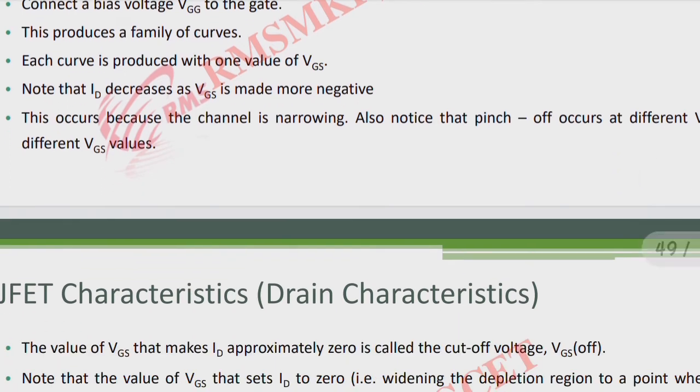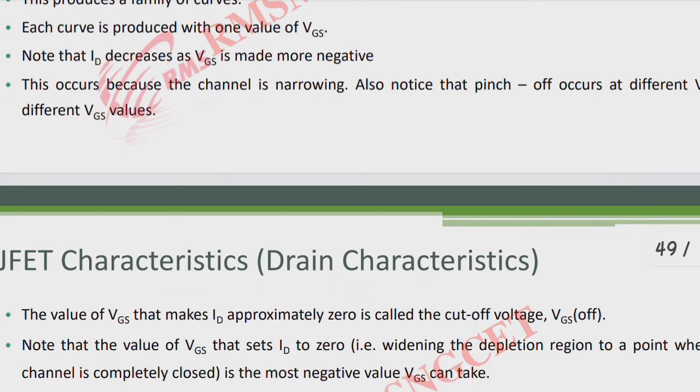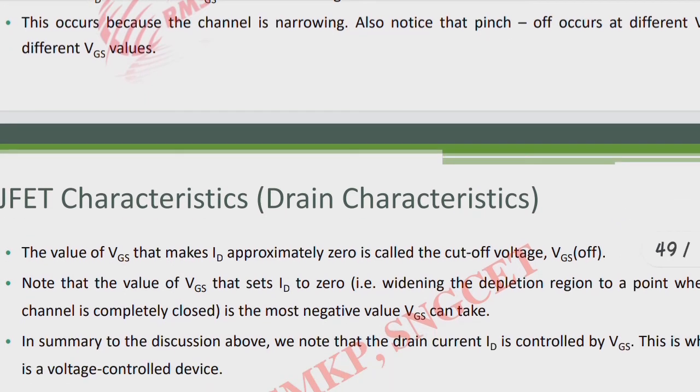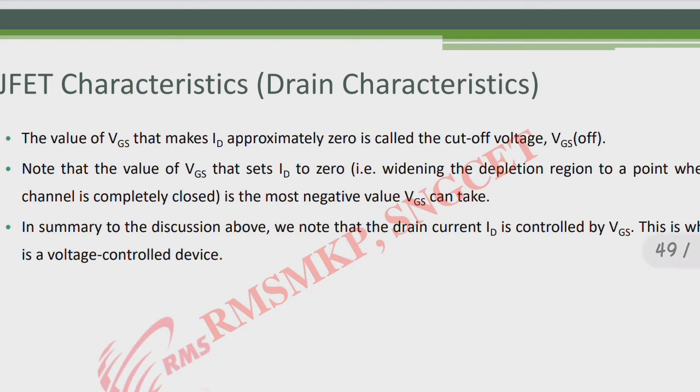Note that ID decreases as VGS is made more negative. This occurs because the channel is narrowing. Also notice that pinch-off occurs at different VDS for different VGS values. JFET characteristics or drain characteristics.